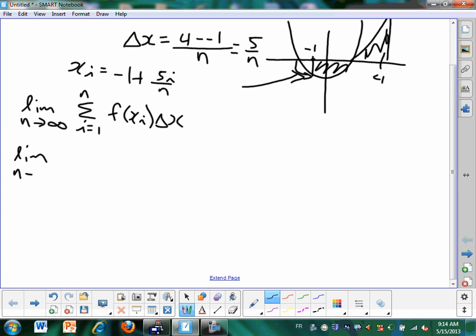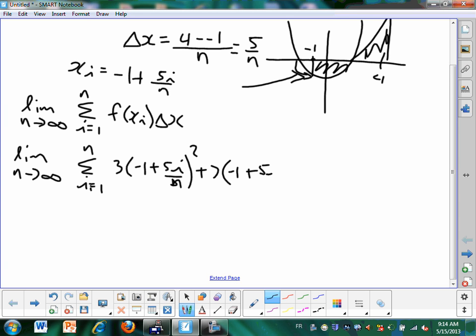The limit as n approaches infinity of the sum i equals 1 to n. My f of xi is going to be 3 times (-1 plus 5i over n) squared plus 7 times (-1 plus 5i over n). That is my f of xi. I'm going to times it by my delta x, which is 5 over n. We're doing good so far?